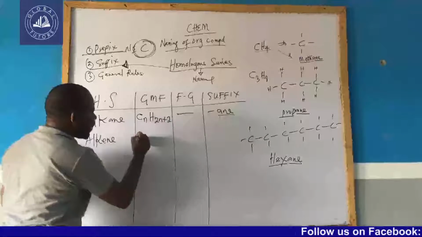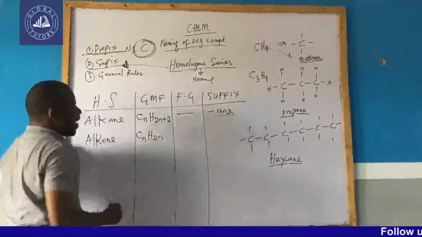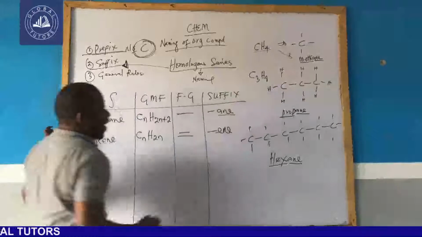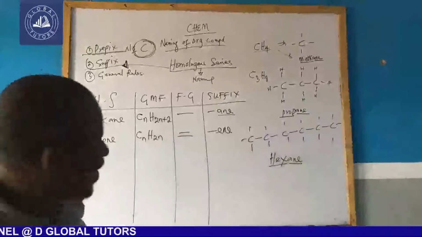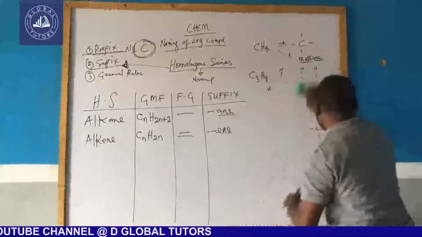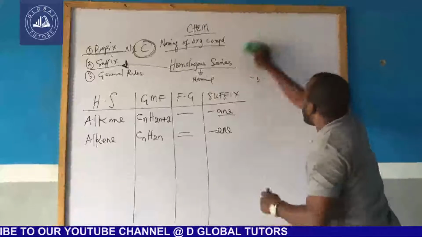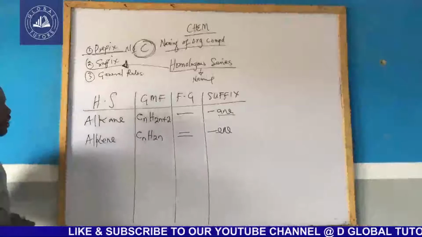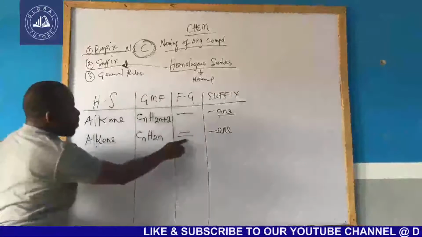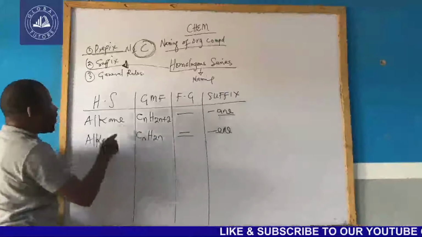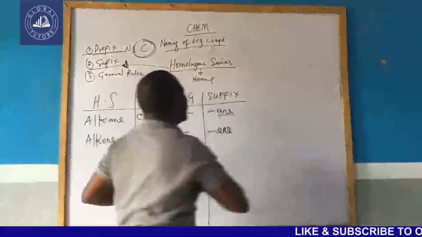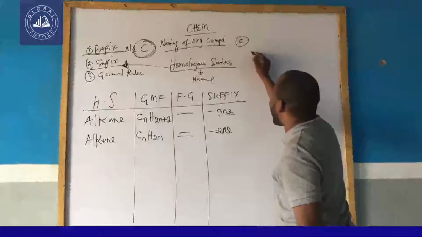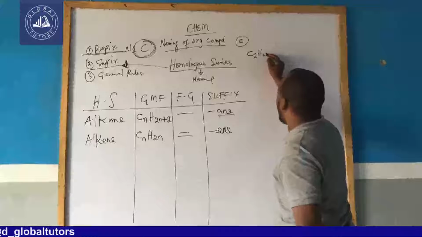Now, if we move to the second homologous series, we call it alkene. Alkene has a general molecular formula CnH2n, and the functional group is a double bond. And you name them by putting -ene as the suffix. Now, the first member of an alkene homologous series is the one with 2 carbons, because there is a double bond existing between 2 carbon atoms. So the first member of an alkene does not have 1 carbon, but rather has 2 carbon, that is C2H4.